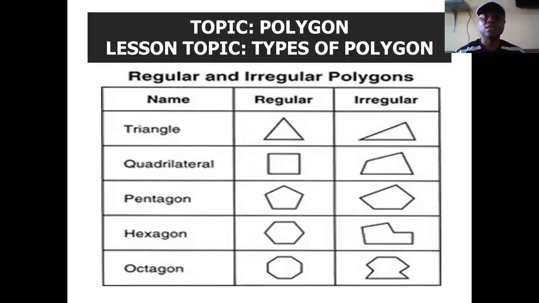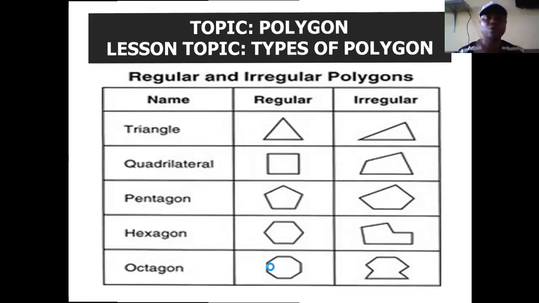Here are the various types of polygon. Now remember, we have regular and irregular polygons. As you can see on the screen, a regular polygon has all sides equal and all interior angles equal. But an irregular polygon, as the name implies, is not equal. Under the regular polygons, we have the triangle, the quadrilateral like the square, the pentagon, the hexagon, and the octagon. They all have the regular kind and the irregular type.